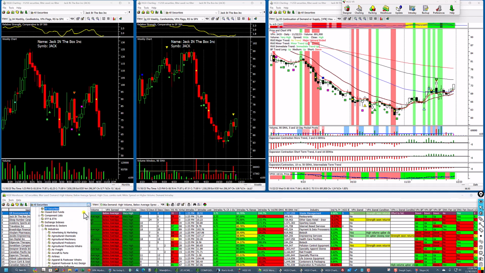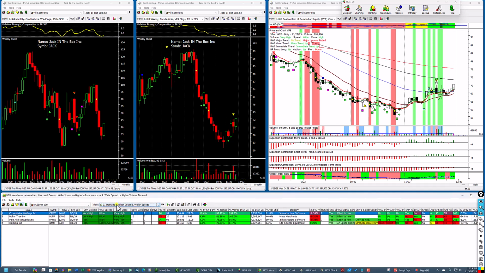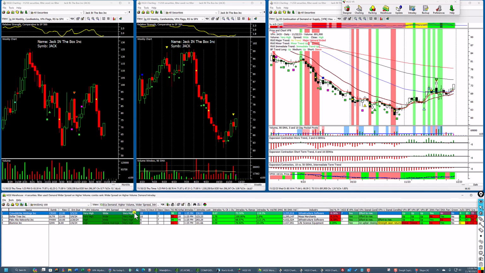Let's go into the major market index components. Nothing past that, but if I go back up to the demand, you can see that CrowdStrike Holdings passed yesterday. Let's see what they're doing today. Well, they're all up today.